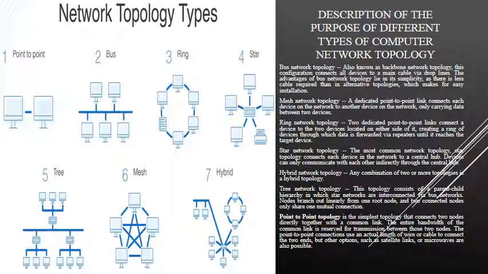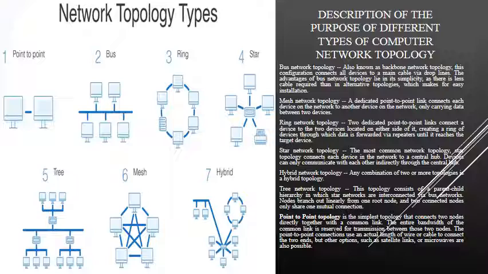Description of the purpose of different types of computer network topology. Bus network topology, also known as backbone network topology. This configuration connects all devices to a main cable via drop lines. The advantages of bus network topology lie in its simplicity, as there is less cable required than in alternative topologies, which makes for easy installation.